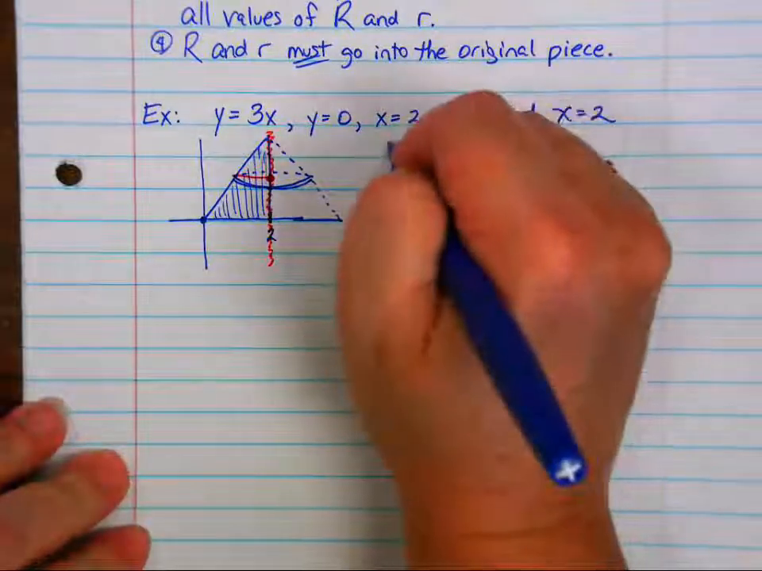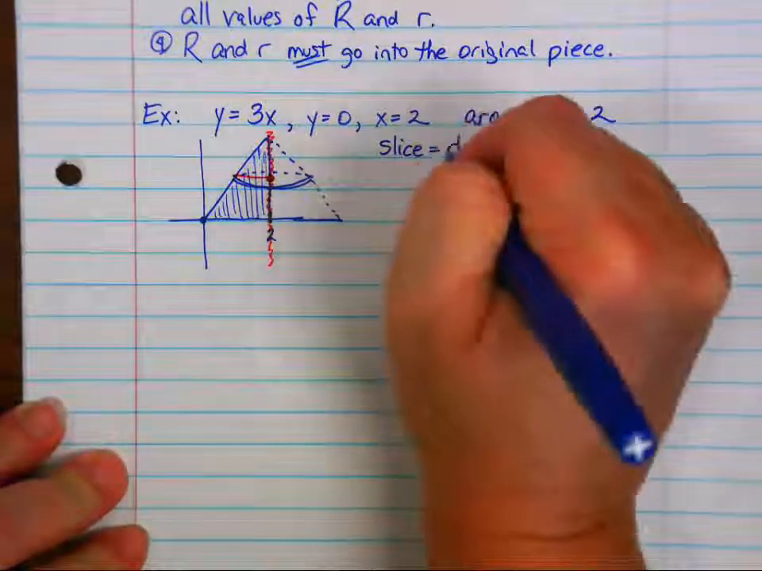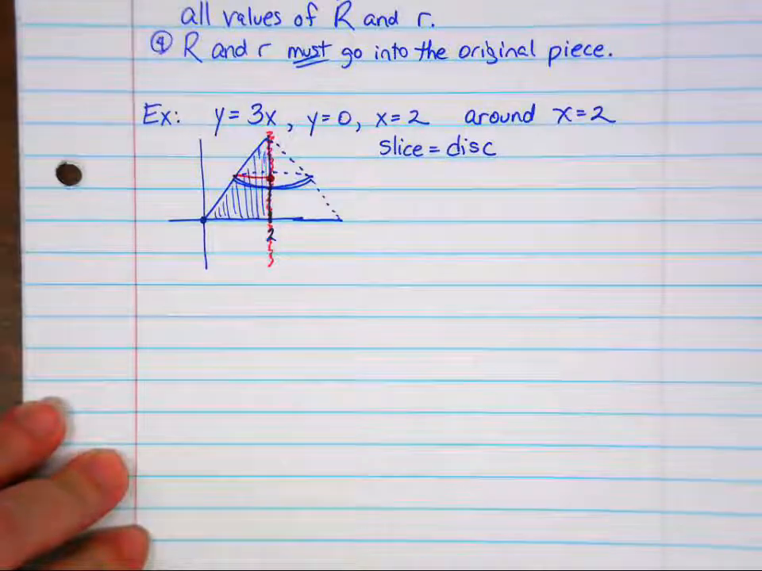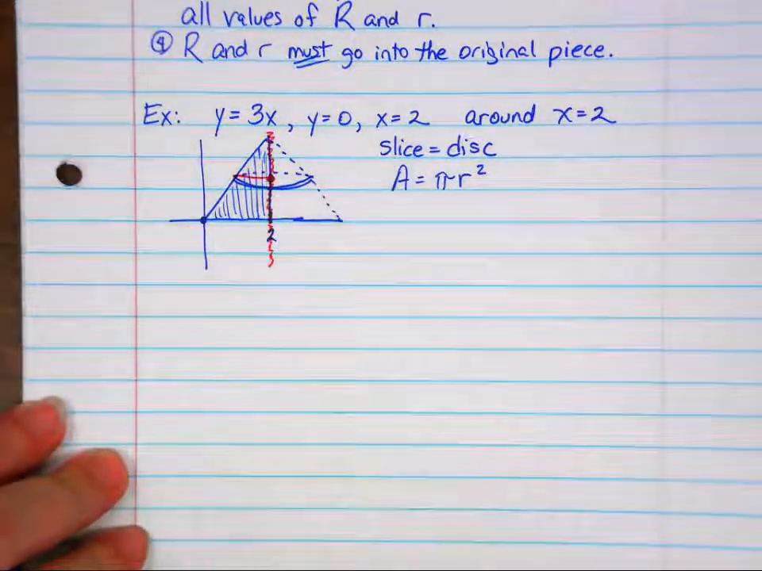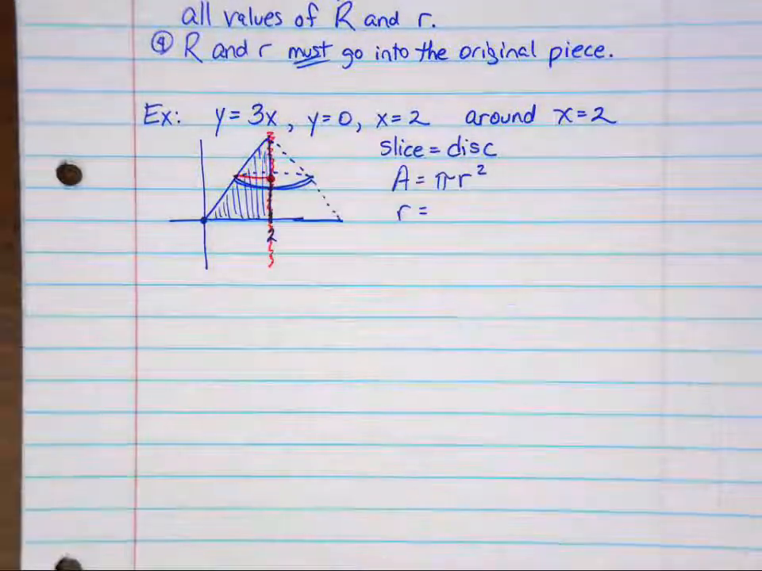So I'm going to write down, I know the slice is going to be a disc. I know the area of a disk is pi r squared. Here's where it gets a little interesting.